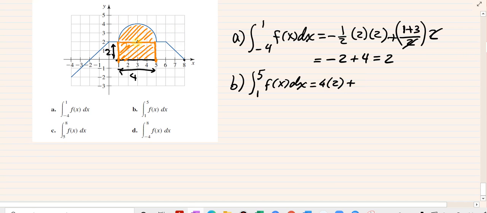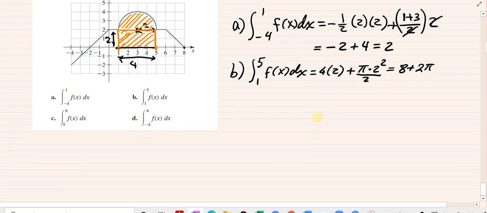Now the area of a whole circle is pi r squared. The radius here is 2 units, right? So it's going to be pi times r squared. That's 4 pi, right? And then because it's half circle, you divide it by 2, not the whole circle. So that's going to be 8 plus 2 pi. Got part B done.